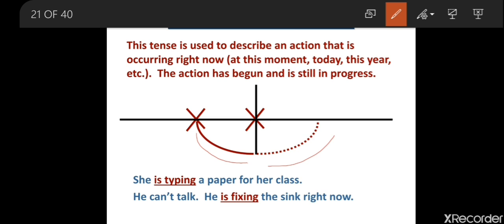place. She is typing a paper for her class. Yes, when the sentence is uttered, she is typing. He cannot talk, he is fixing the sink right now. The word now denotes that the action is happening at present. So it is in present progressive.